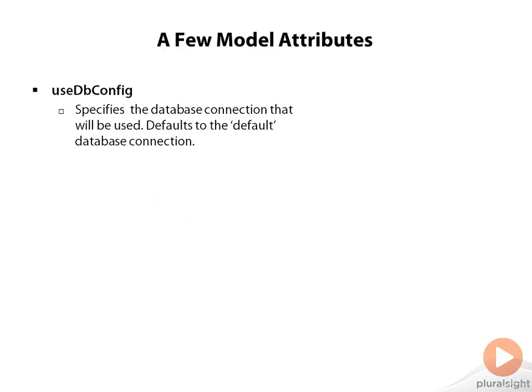The first is the useDbConfig. This specifies the database connection that will be used. It defaults to the default database connection. For example, I have my Item model and I want to set this new attribute. I would say public $useDbConfig and have it equal to the new database connection string variable. In this case, I'm setting it to live. In the comments, I've put what the default value is, and in this case, it's default.